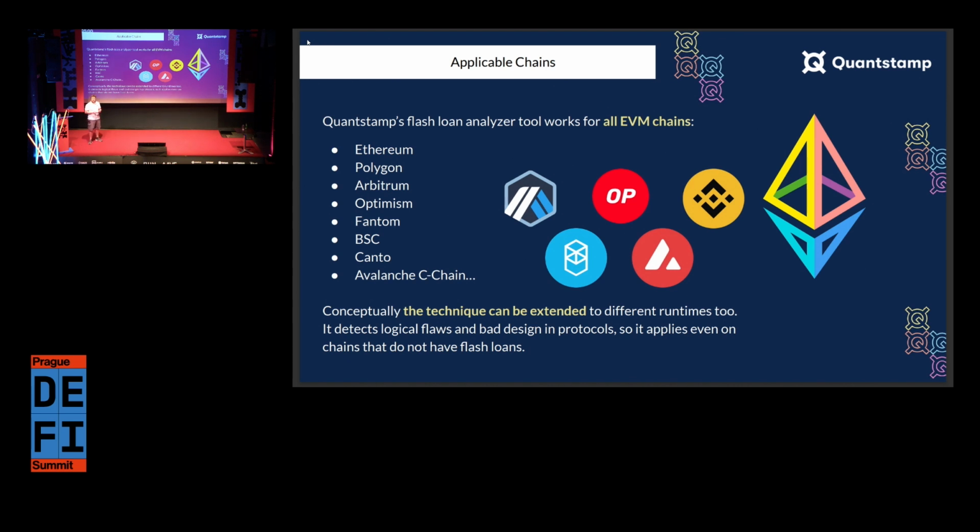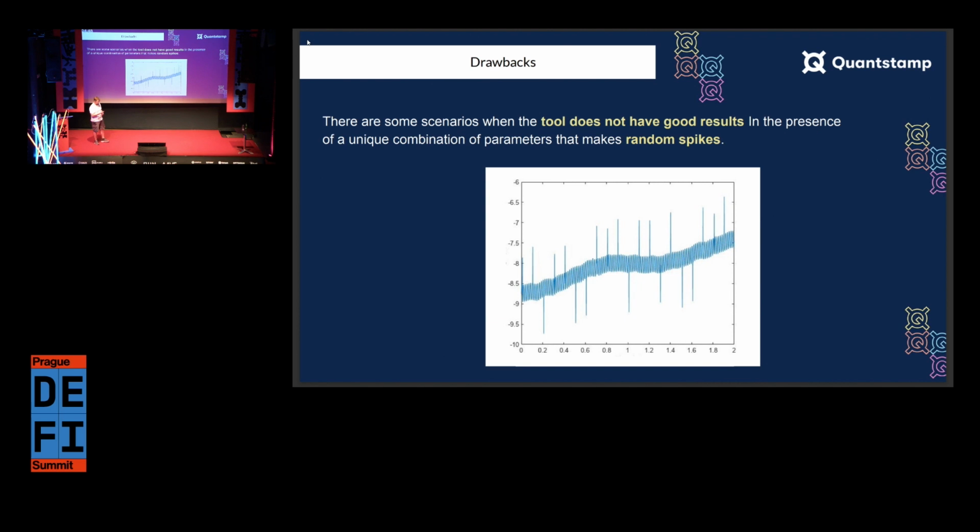This can actually apply to many, many other chains. We can support different runtimes. We can even say that this applies to chains that don't even have flash loan attacks, right? Because it detects logical flaws in the designs of the protocol.